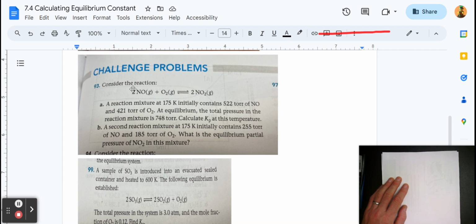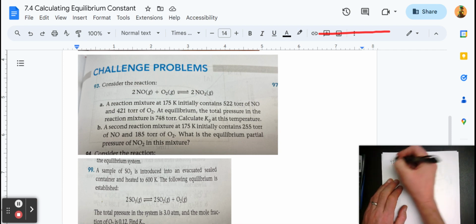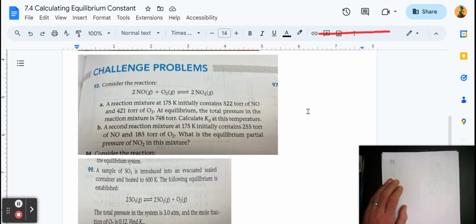Here's my next problem, 93. I've got this equation here. It's two different gases forming a more complicated gas. And this one's a little different because they give us an initial pressure, and we're going to need to use Dalton's law of partial pressures and a little bit of stoichiometry to figure it out, and an ICE table. I'm going to pause the video and copy down this equation on my paper and then get the initial information on there.